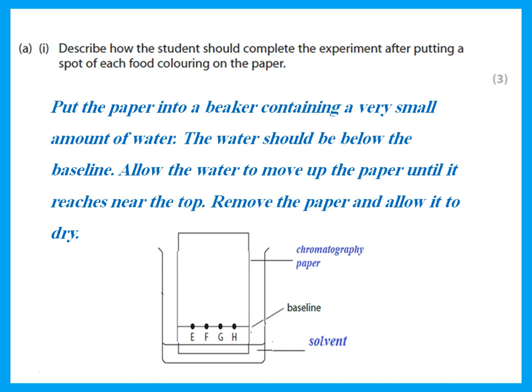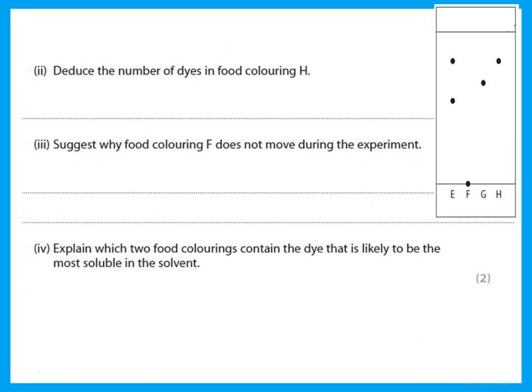Allow the water to move up the paper until it reaches near the top. Remove the paper, allow it to dry. So these are the steps of doing paper chromatography. I'm going to remind you again, the baseline should be in pencil. And if he says, why is the baseline in pencil? I will tell him because the graphite in the pencil does not dissolve in the solvent, so it will not interfere. And you should realize, again, the water level should be below the baseline. Why is that? To avoid dissolving the spots in the solvent.